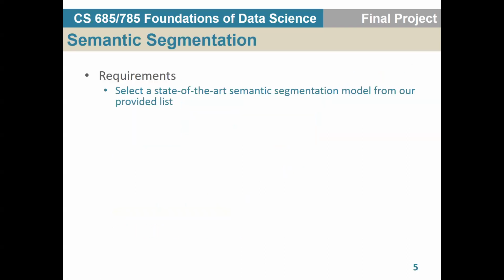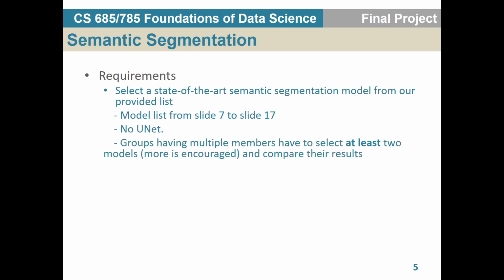So in the requirement, the model list, we have provided it from slide 7 to 17. Actually, it's from 8 to 18. So sorry, I have to update this. So UNet. We will give you already an implementation for your reference. The implementation is on UNet. So as you will have already an example of running a semantic segmentation model, you are not allowed to use UNet, but you are free to use any other semantic segmentation models provided in the list. Groups that have multiple members have to select at least 2 models, more is encouraged, and compare the results.